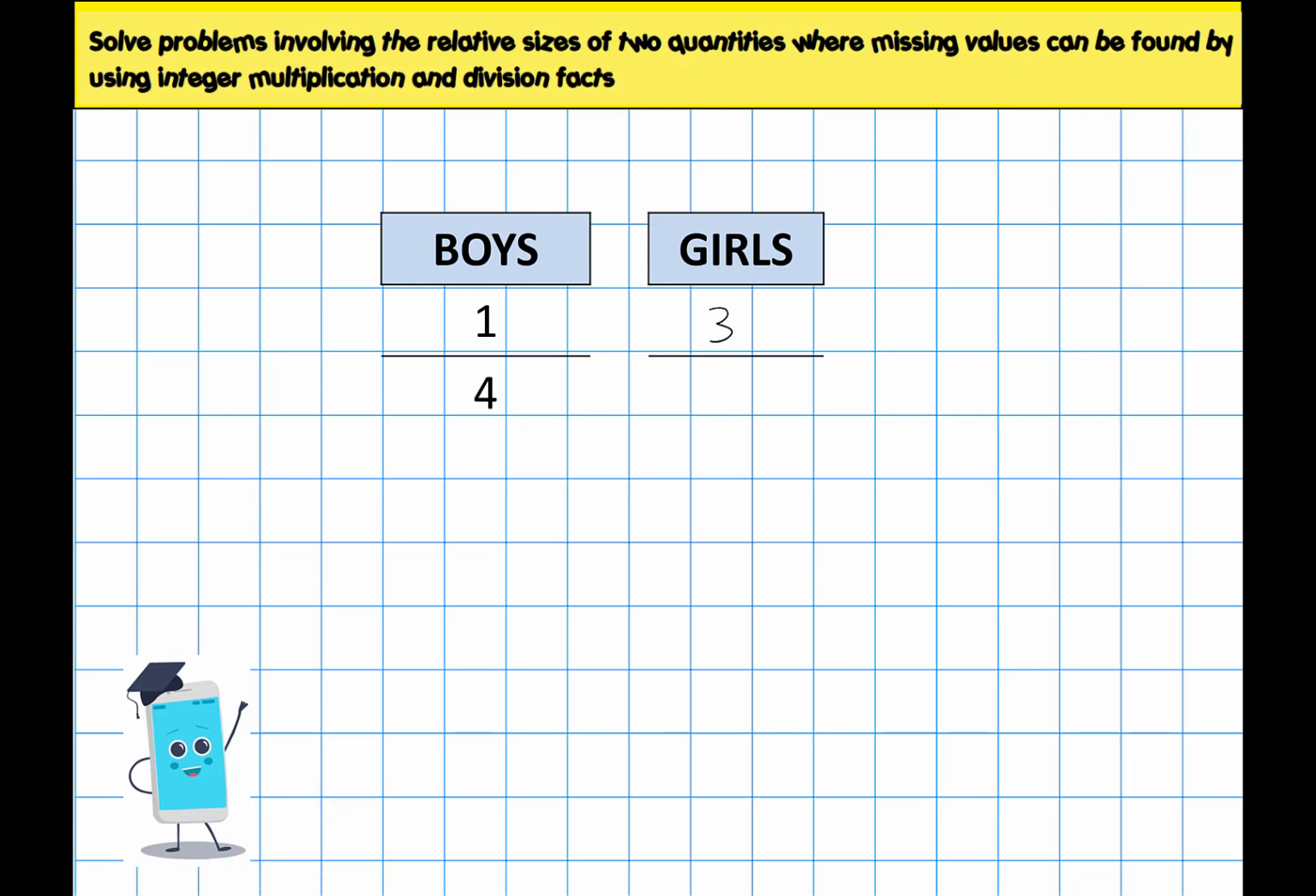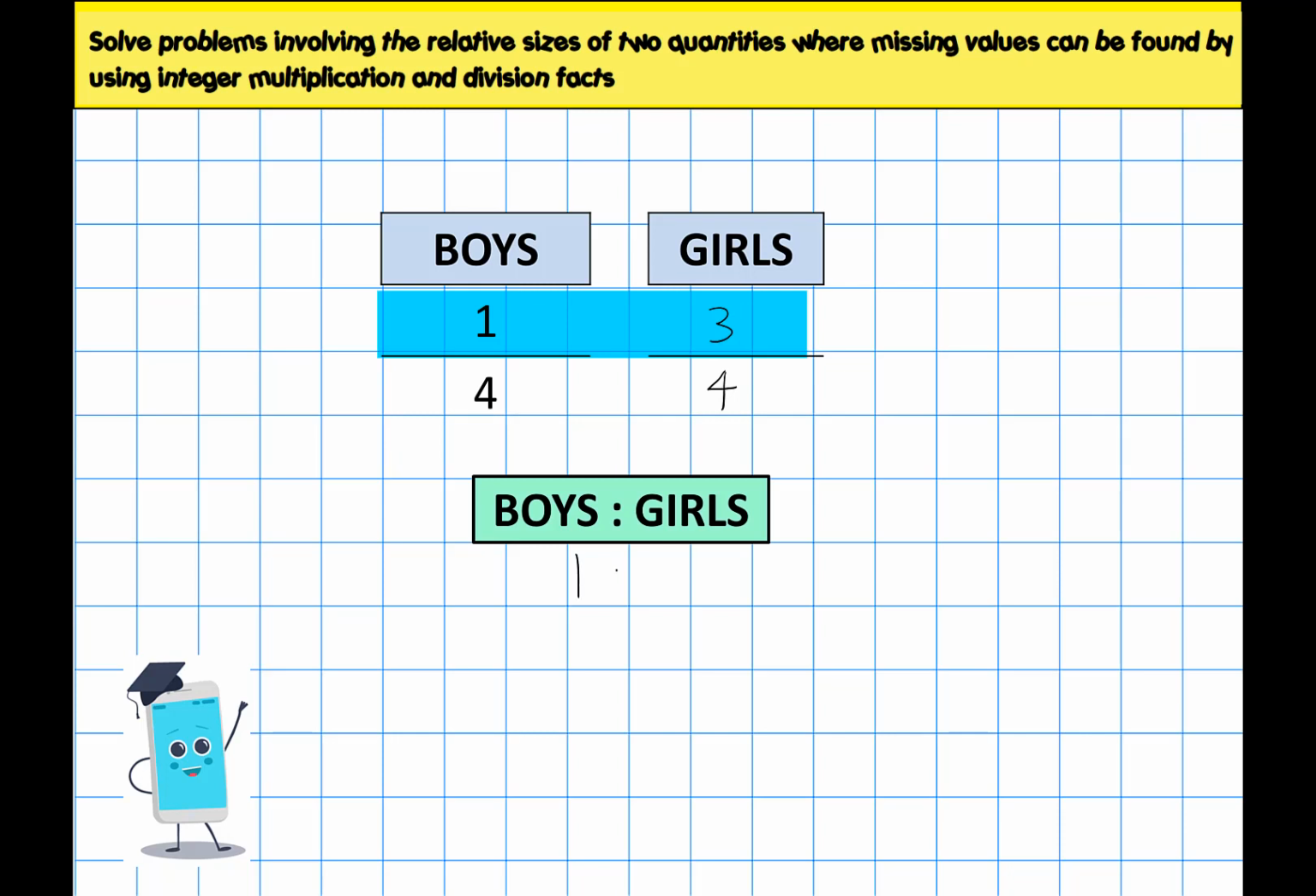So we could say that if 1/4 were boys, then 3/4 would be girls. But how would I write that as a ratio of boys to girls? As long as my denominators are the same in both fractions, I can simply write my numerator. What this is telling me is that for every 1 boy, there are 3 girls. And if I was to add up my total of boys and girls, I can see that I have 4.